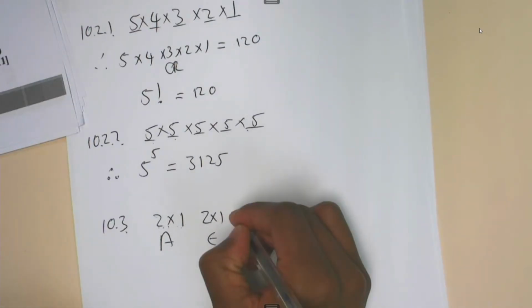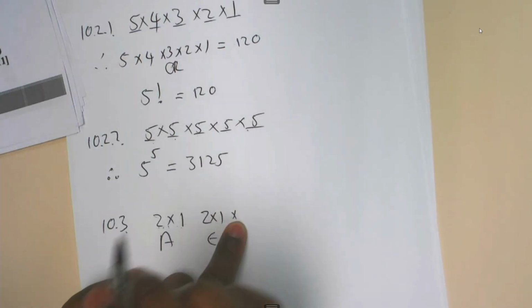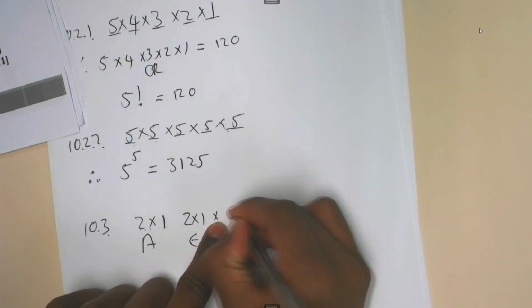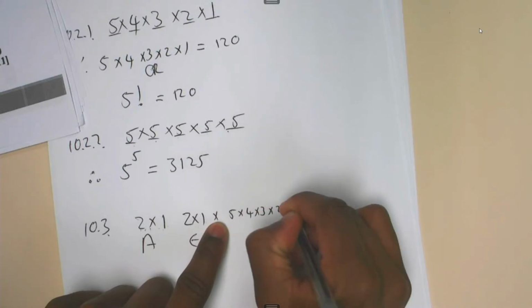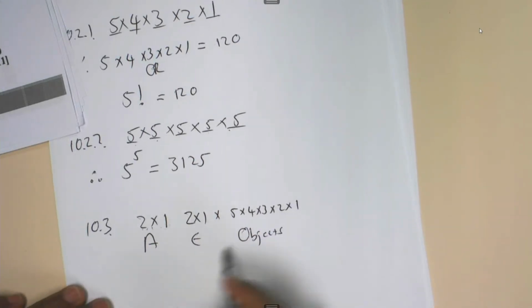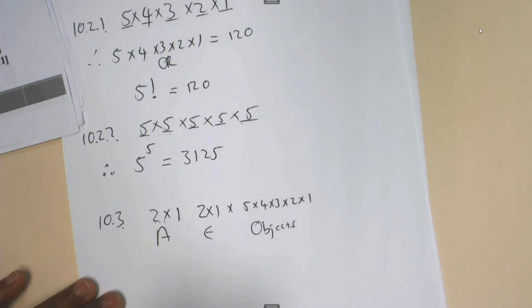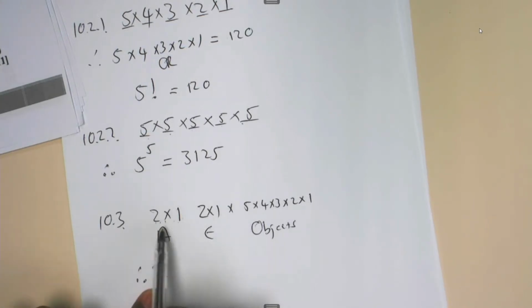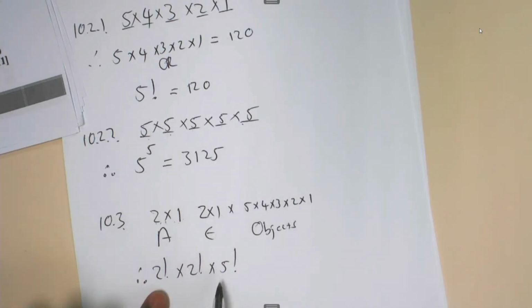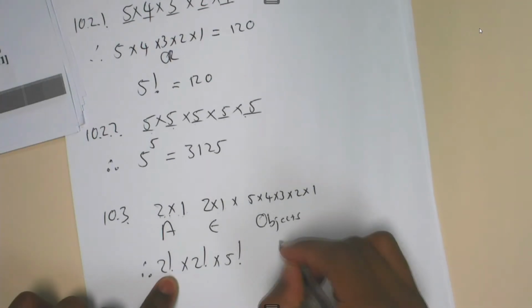If I need to find out the number of objects, it's 3 plus 1 plus 1. So all in all, how many objects do I have? I'll have 5 objects, and they can be placed in any order. So it's 5 multiplied by 4 multiplied by 3 multiplied by 2 multiplied by 1. So to write this in a neater way, what we have is 2 factorial, multiplied by 2 factorial, multiplied by 5 factorial. What is this? This is our favorable outcome.